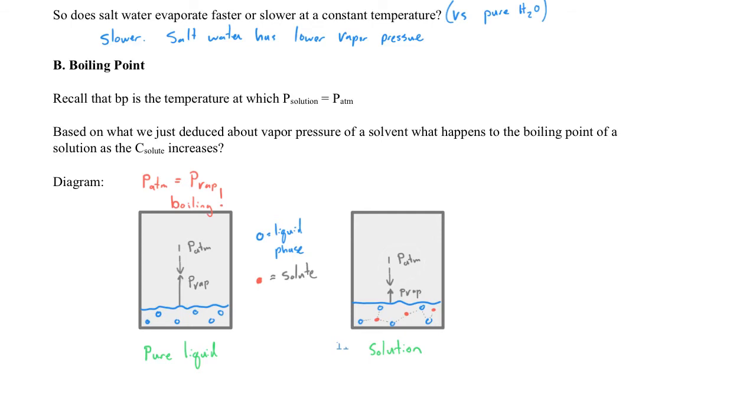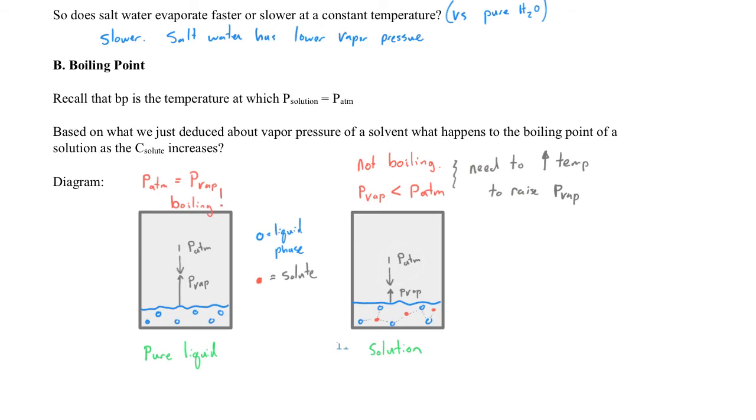Notice in the container with our solution, we have a lower vapor pressure than in the container with the pure liquid. We just learned that vapor pressures decrease as you increase the concentration of a solute, so this is the expected result. Now, if these two containers are at the same temperature and the one on the left is boiling, what about the one on the right? Well, that's correct. It is not boiling. It is below the boiling point. That's because the vapor pressure does not equal the atmospheric pressure.